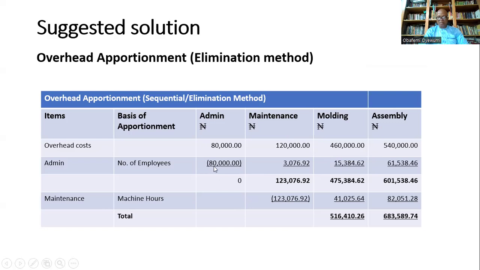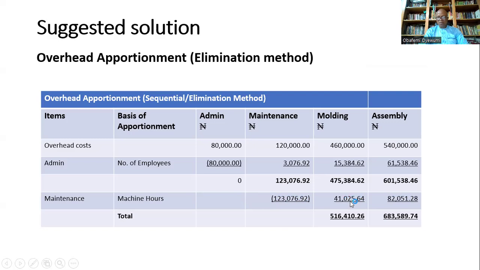So part of this 80,000 will come to maintenance, come to molding, and then come to assembly, using the appropriate sharing formula. So you have in total a different figure for maintenance. Rather than sharing only 120, you're going to apportion 123,000 and distribute it. Now, having arrived at this figure for maintenance, remember, admin will not have anything again to take. So what you have here is to move this one out and share it accordingly to the production departments.